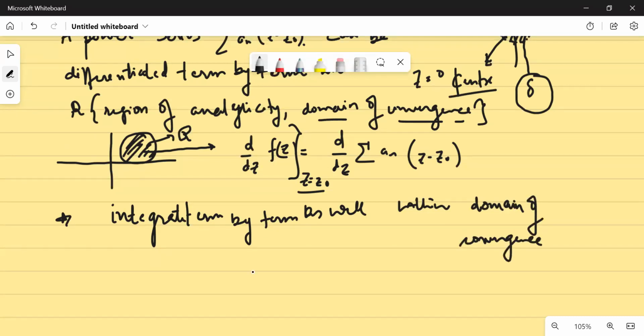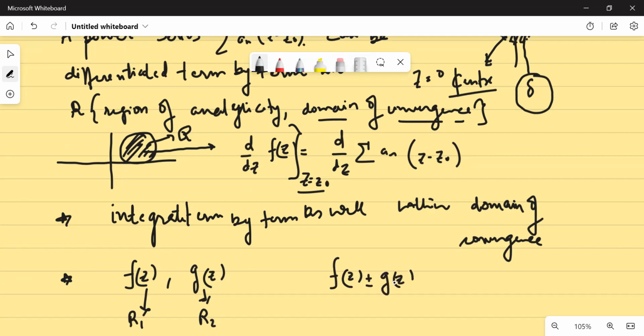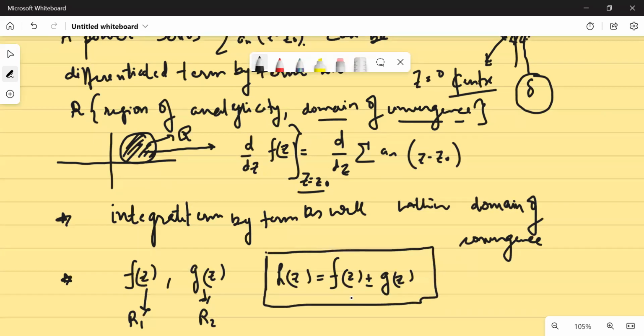Now, just a simple question to you. Let's say I have two power series, my function f(z) and a function g(z). Let's say the radius of convergence for f is r1 and the radius of convergence of g is r2. What will be the radius of convergence of the sum of these two functions?